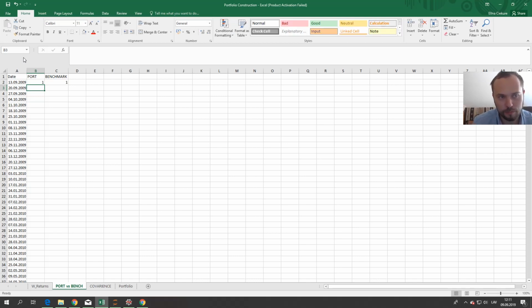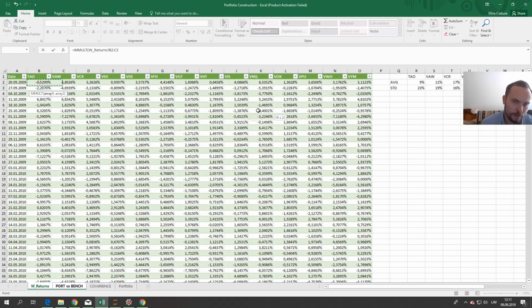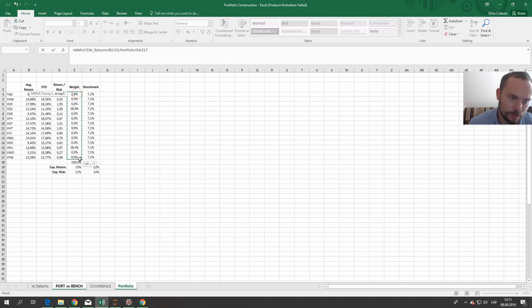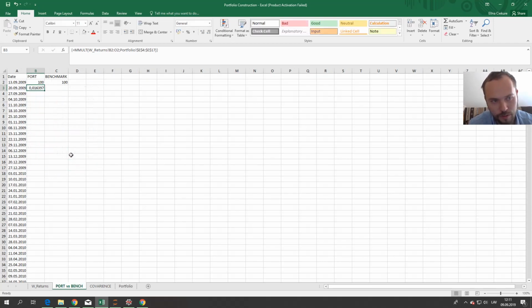So we can start with 100. This is just a starting value, and now, another reason why we need to have the sequence matching in the portfolio sheet and returns and covariances, is that we'll now use multiplication, so we'll multiply the returns here with the weights, and lock them in with F4. So close the parentheses and Control-Shift-Enter.